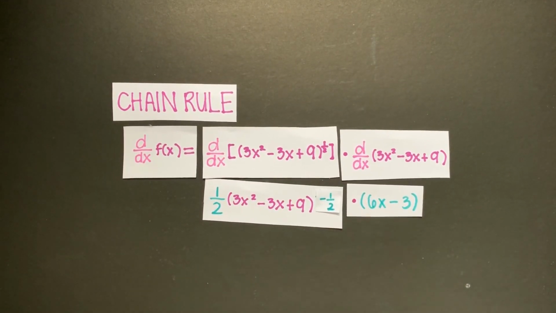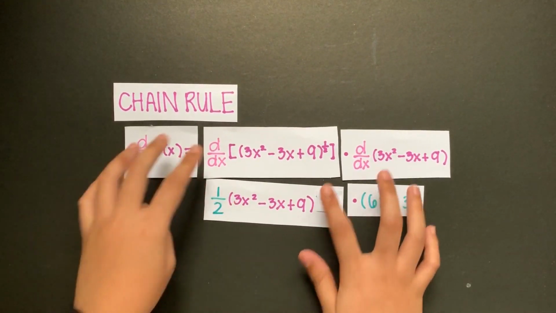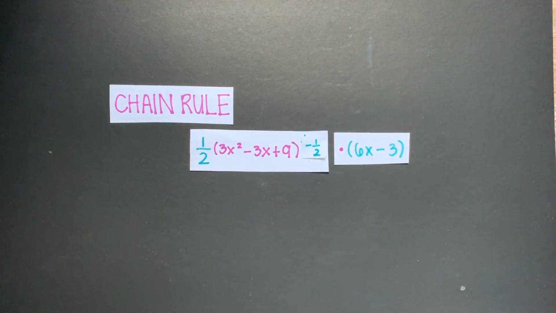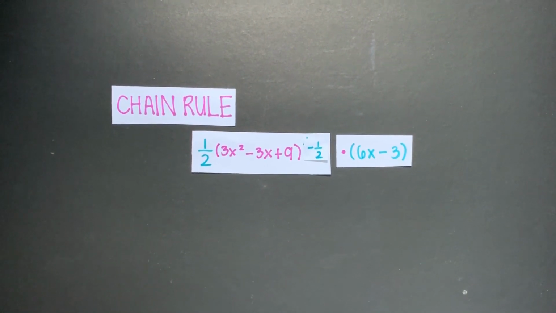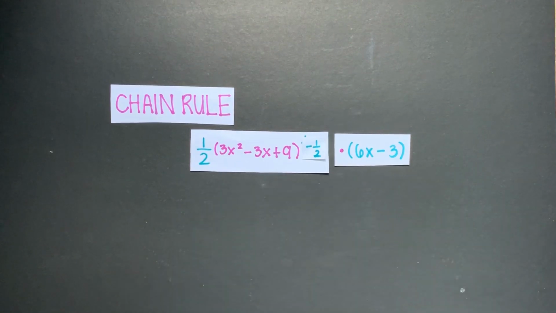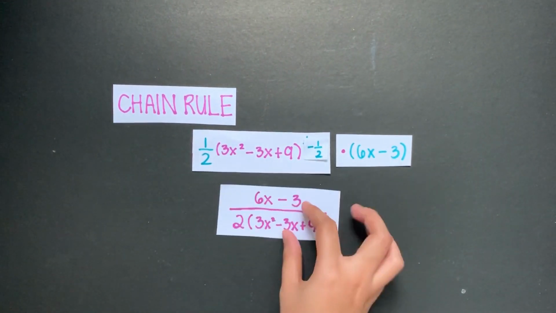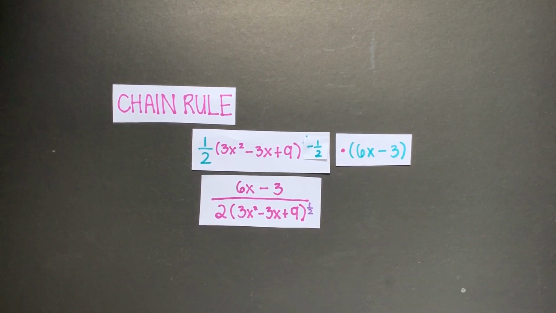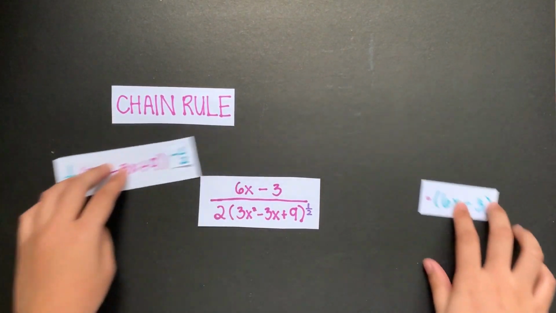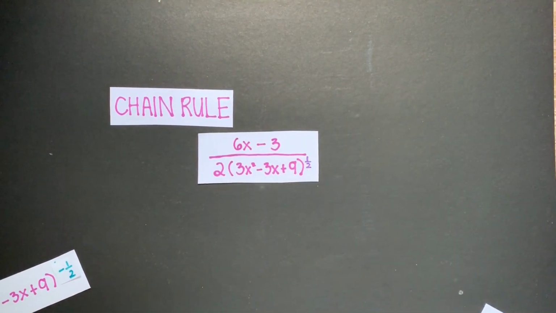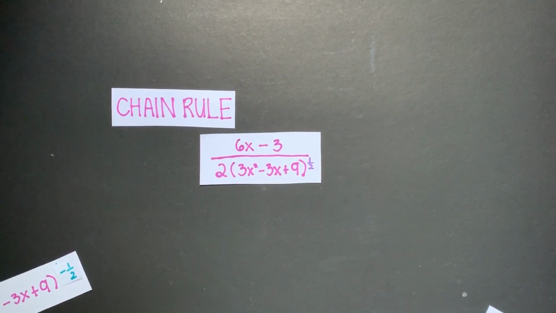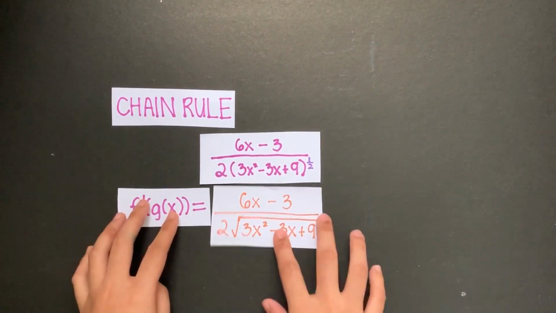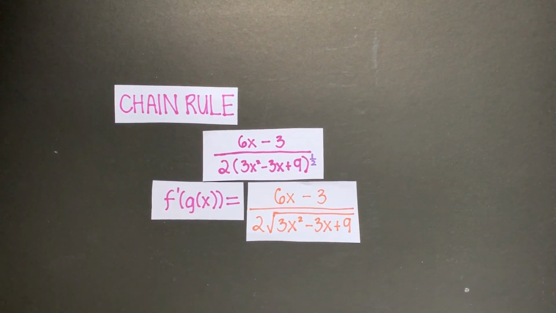After we do this, we put this below, so its negative exponent can now become positive. Thus, it will then become 6x minus 3 all over 2 multiplied by 3x squared minus 3x plus 9 raised to 1/2. Since the exponent 1/2 is equal to the square root, the derivative of f of x will then be 6x minus 3 over 2 square root of 3x squared minus 3x plus 9.